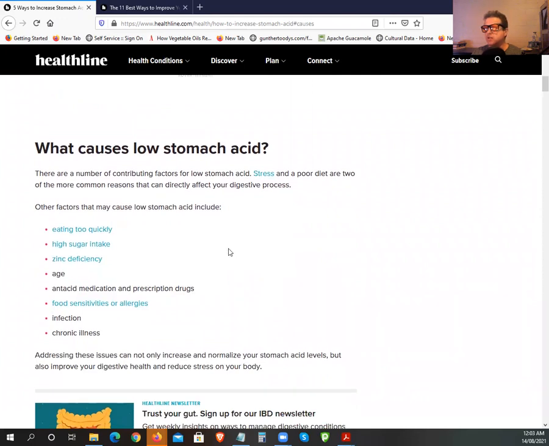What causes low stomach acid? Eating too quickly. I doubt it. I still eat just as fast as I used to eat in the past. The difference is I eat animal products now and not plants, and my digestion is way better. So I would say it has absolutely nothing to do with it.